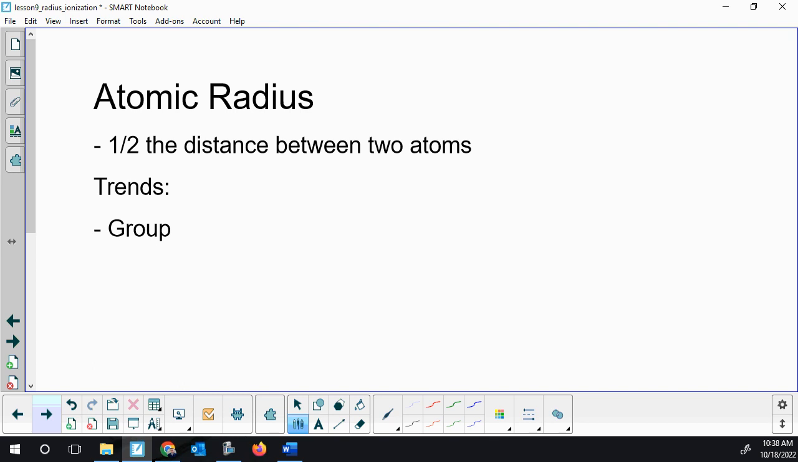So what is it? Half the distance between 2 atoms. If we think of just one atom, and we've got our energy levels, and we're trying to measure the radius, we can actually do that with one atom.